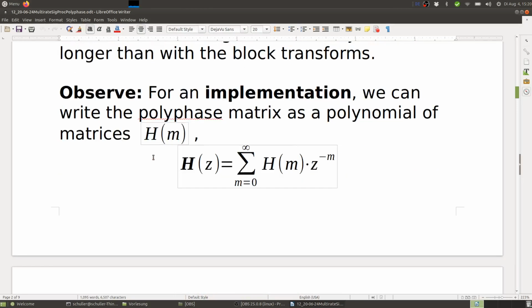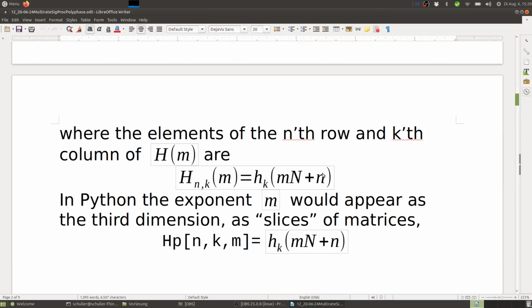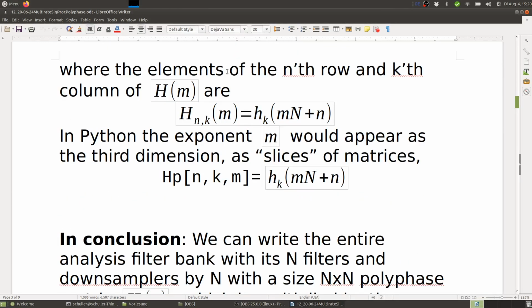Yeah, so observe, for an implementation, we can write the polyphase matrix as a polynomial of matrices H(m), like we saw last time, right? So here this H(z) is a sum over H(m) times z to the minus m. So this is a polynomial where you can see H(m) as matrices, which are now the coefficients of this polynomial. The elements of the nth row and kth column of H(m) are defined by this equation.